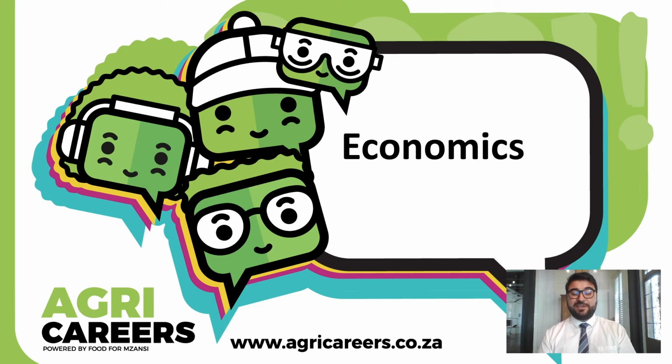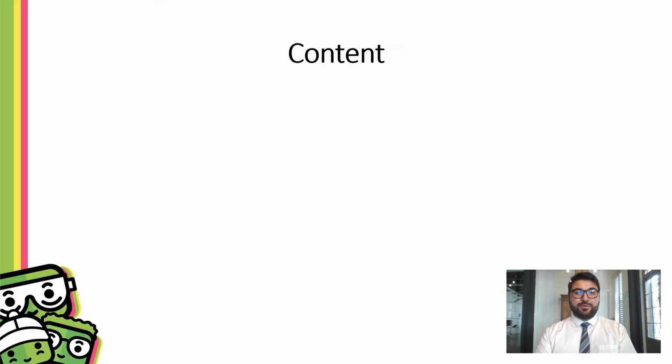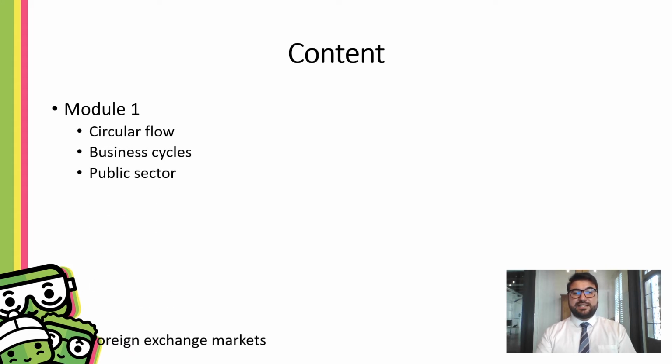I will be giving you some tips in regards to economics in preparation for your final exam. Now, when we look at paper one, you have two papers, paper one and paper two. With the content of paper one, you're going to have module one, where you need to be able to discuss top questions in regards to the circular flow, which is your chapter one, then business cycles, public sector, and then the foreign exchange markets.